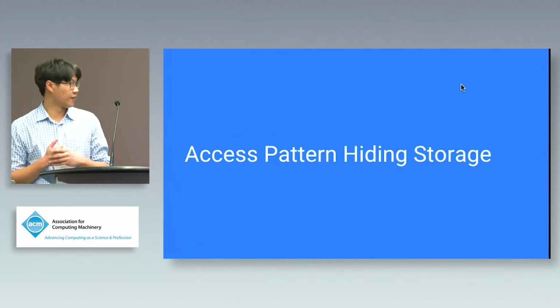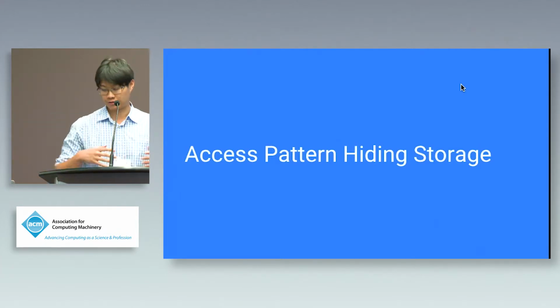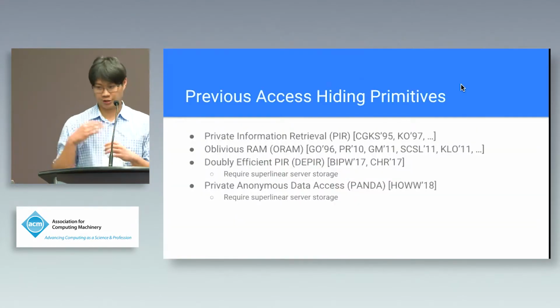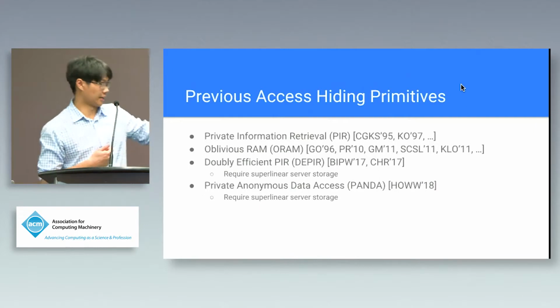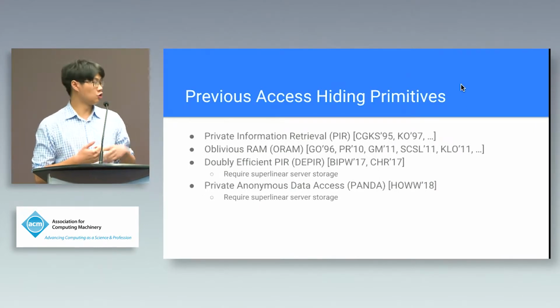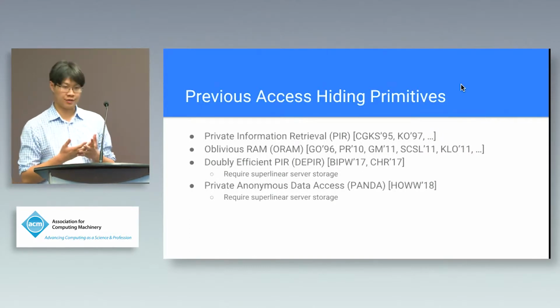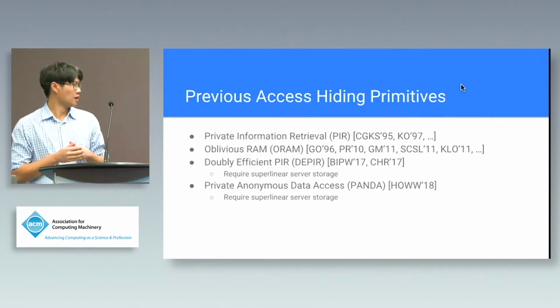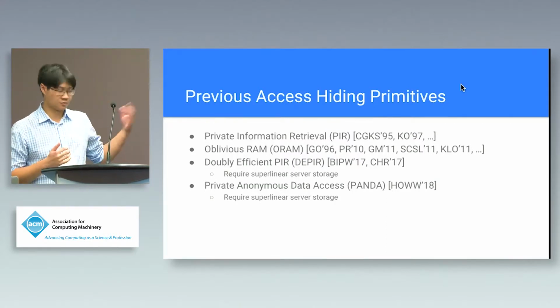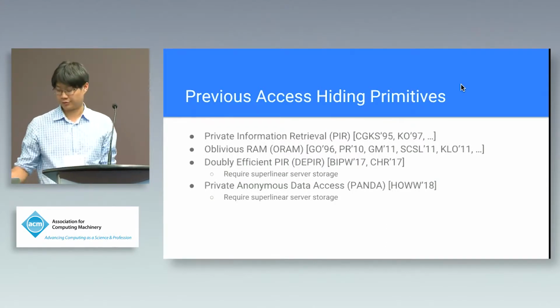So this led to the study of access pattern hiding storage, or being able to hide the way data is accessed. And there are actually many famous primitives that do this, and they do it in different ways. Like I said, private information retrieval is one way to do this, Oblivious RAM, and there are two more newer constructions called doubly efficient PIR and private anonymous data access. The last two are actually more of a theoretical nature. They require superlinear server storage, so I'll just mention them. I won't describe them, but I'll get into the first two now.